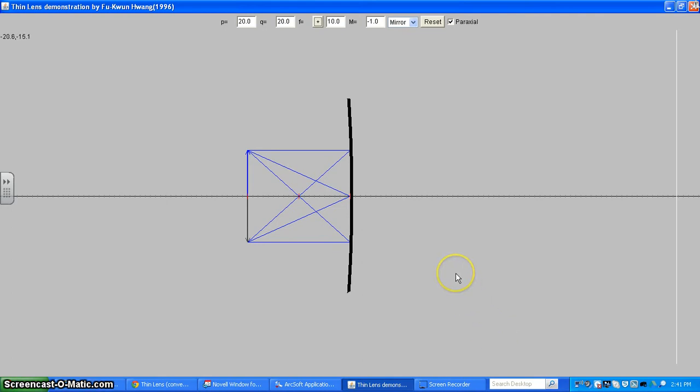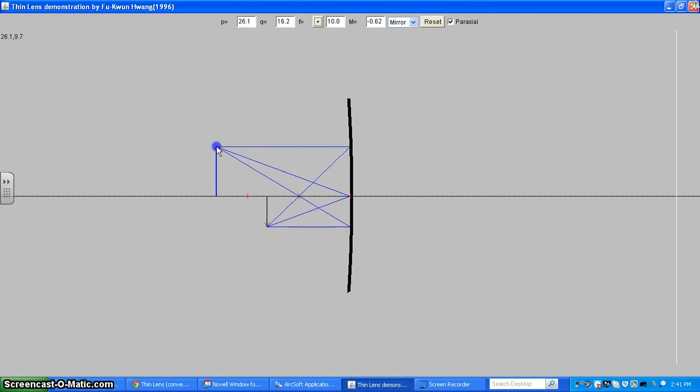Okay, I want to talk a little bit here about ray diagrams for mirrors. If you look here, I'm using a little applet. It's located on the front of their web page. But a couple different things here. For mirrors, three different rays are usually drawn.